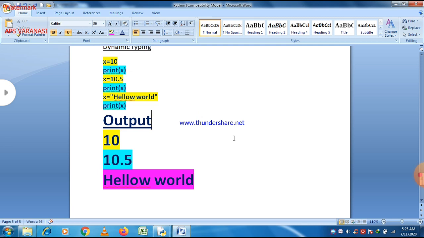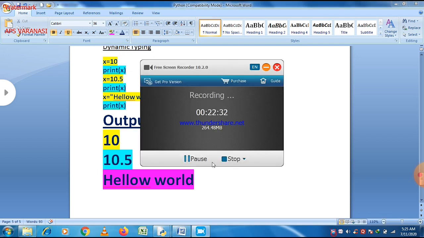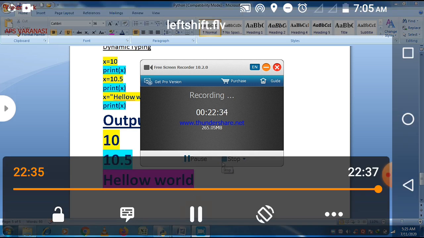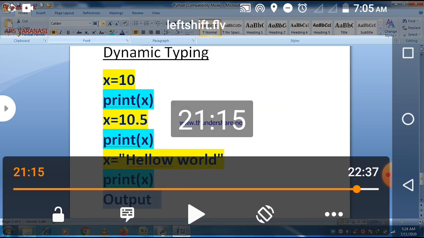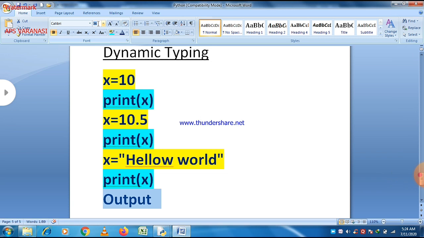Many times it is asked in examinations: explain the concept of dynamic typing, or what is dynamic typing. So just write the definition of dynamic typing, and after that take an example. This example is sufficient to explain the concept of dynamic typing. So just write the definition and explain the example related to dynamic typing. That is sufficient. Now I think all three topics which I discussed in this lecture are clear to all of you.